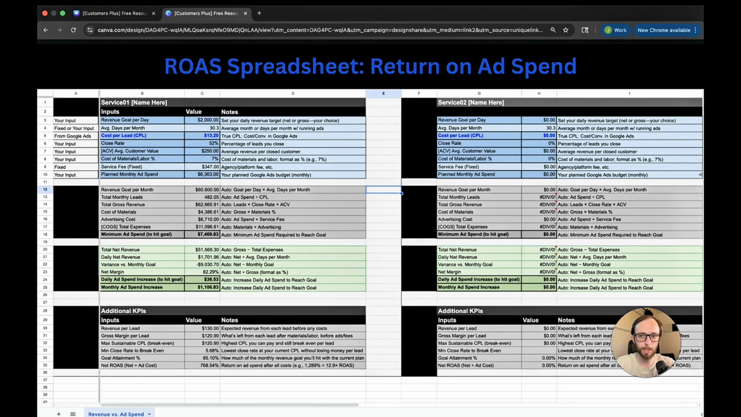After downloading the sheet, to get started, you're going to set a daily revenue goal. That can be per campaign, per service, or per platform. For example, Google and Facebook ads if you use both. Then, directly from your ads, you're going to gather and enter your monthly budget as well as your cost per lead. And lastly, you're going to input your close rate, average customer value, and cost of materials and labor. And now if you don't have a clue about these final three numbers, you can input something relative for now, but just keep in mind the more accurate the inputs, the more accurate the outputs.